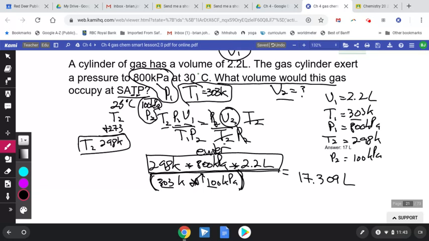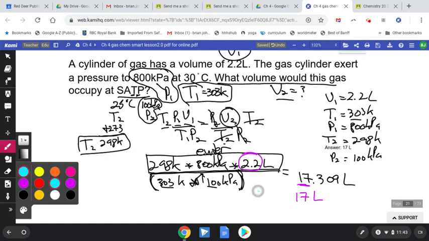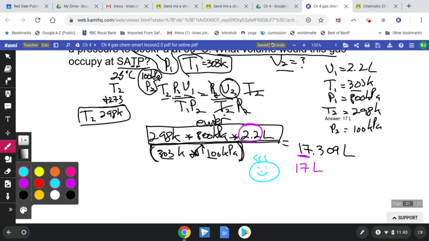And we have our limiting factor is this one for sig digs. 2 sig digs means 17 liters is the correct answer. Hopefully you're going, yes, I got this. This is easy. Okay, last example.